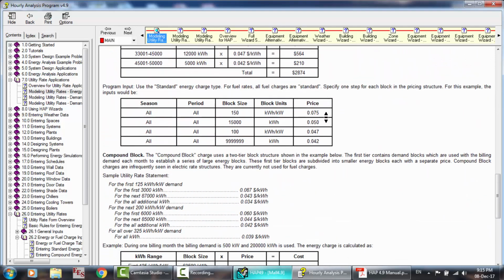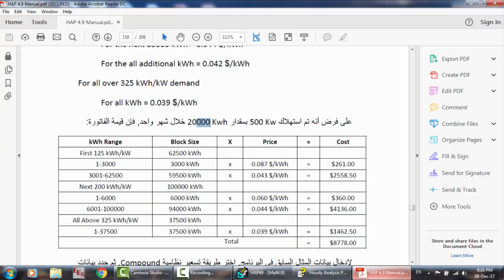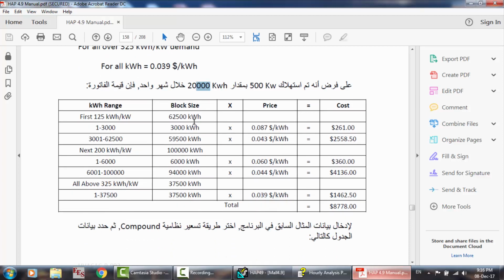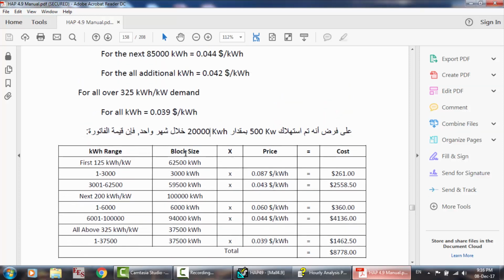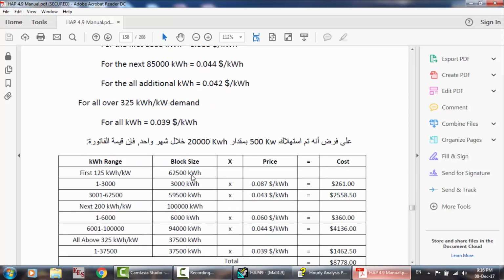So for the compound, notice the same example here is 500 kilowatt and 200,000 kilowatt hour, okay, is used. So here, I'm sorry, the book has a problem here. So whatever, no problem. So the first 125 kilowatt hour per kilowatt, we have here the block size, multiply 500 by this, okay, to get the total kilowatt hour.